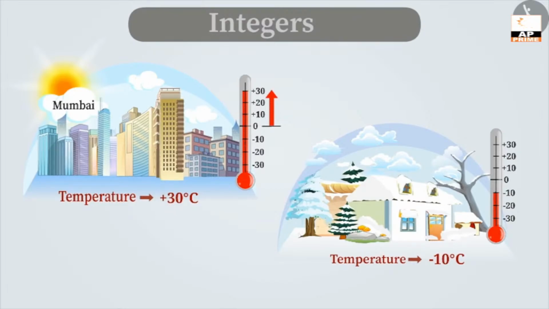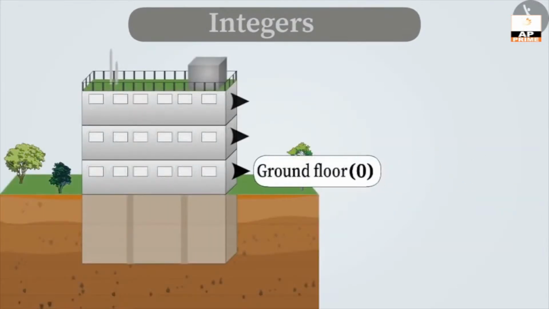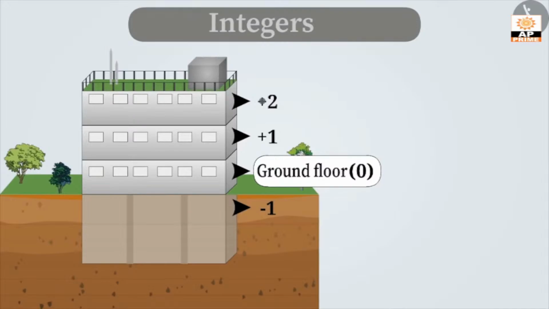During winters, do you know that the temperature of Srinagar falls below 0 degrees centigrade? This has a negative sign before the number. Similarly, in a building, the floors above the ground are shown by a positive sign, whereas the floors below the ground, like the basement, are shown by a negative sign. Numbers which have a positive sign before it are called positive numbers, and those which have a negative sign before it are called negative numbers.